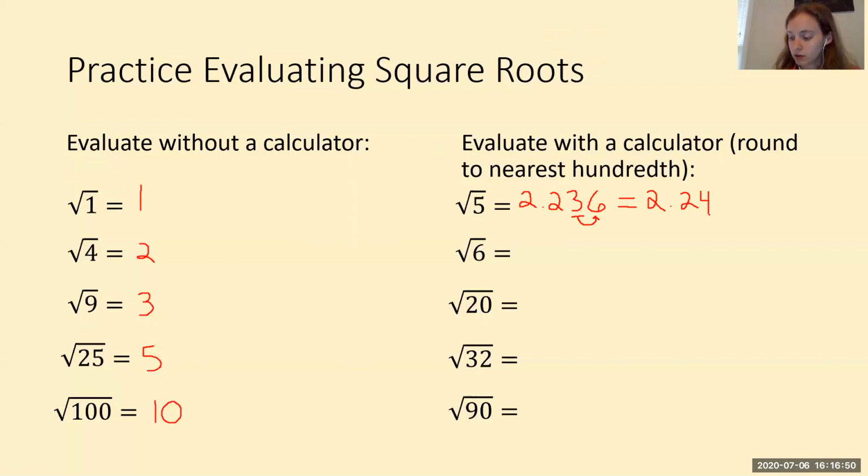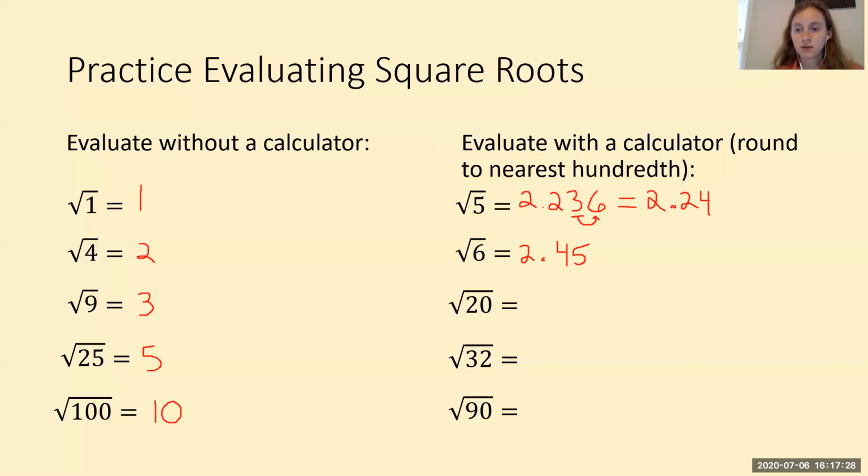All right, next one, square root of 6. Now I would predict that this number is just going to be a tiny bit bigger than the square root of 5, right? Because 6 is just a little bit bigger than 5. And it looks like that's right. So I, on my calculator, have 2.449. That's going to round to 2.45 when I round to the nearest hundredth.